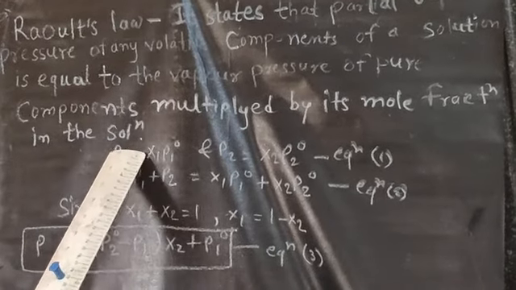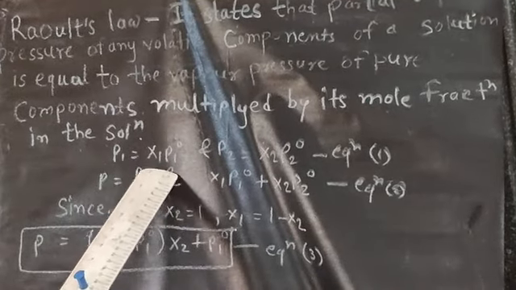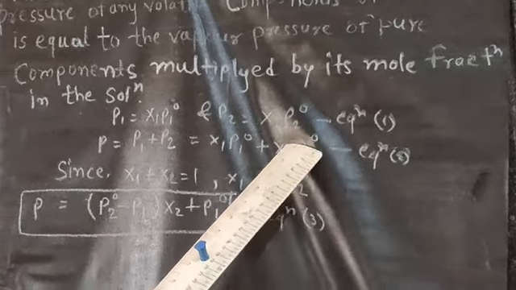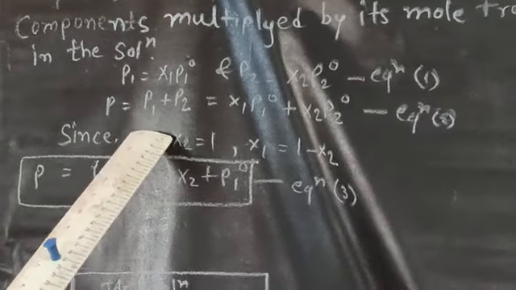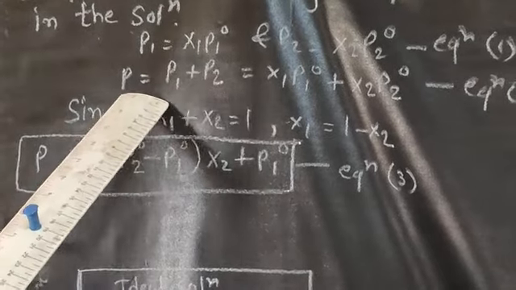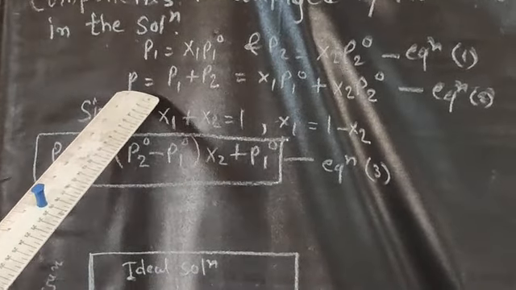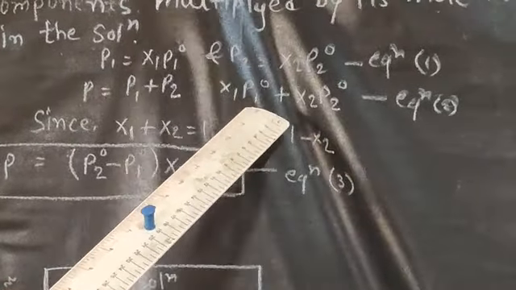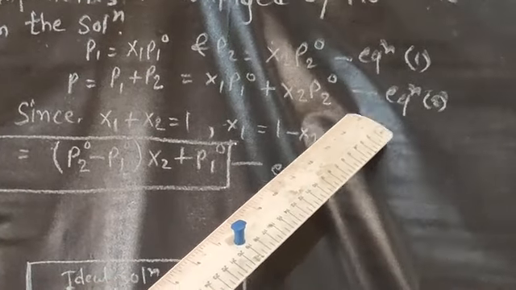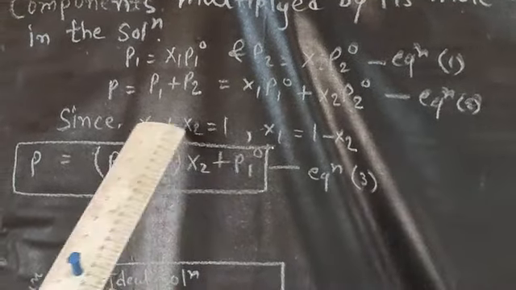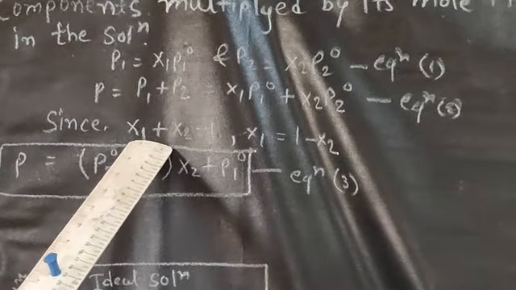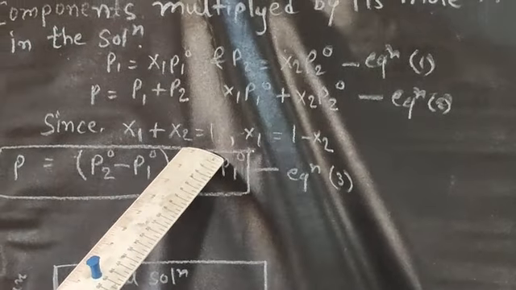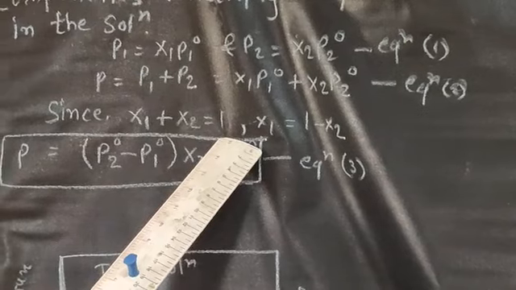According to this law, we write P1 equals x1 P1⁰ and P2 equals x2 P2⁰. That is equation first. Total pressure P equals P1 plus P2, which equals x1 P1⁰ plus x2 P2⁰. That is equation second. Here x1 plus x2 equals 1, since the sum of the mole fractions is 1.